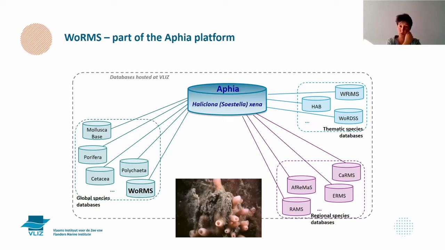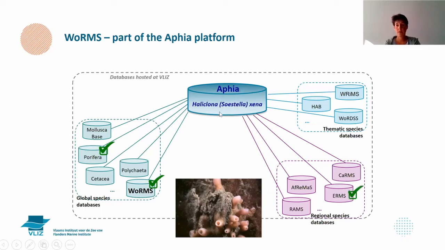And the example is a sponge. So the name of the sponge, the Halicylona sustella arsena, is documented here on the AFIA infrastructure level. Now, because of the hierarchy of this species name, we know that it's a sponge, first of all. So it will show up in the Porifera global species database. And it will also show in WoRMS because it has here been identified that this is a marine species.